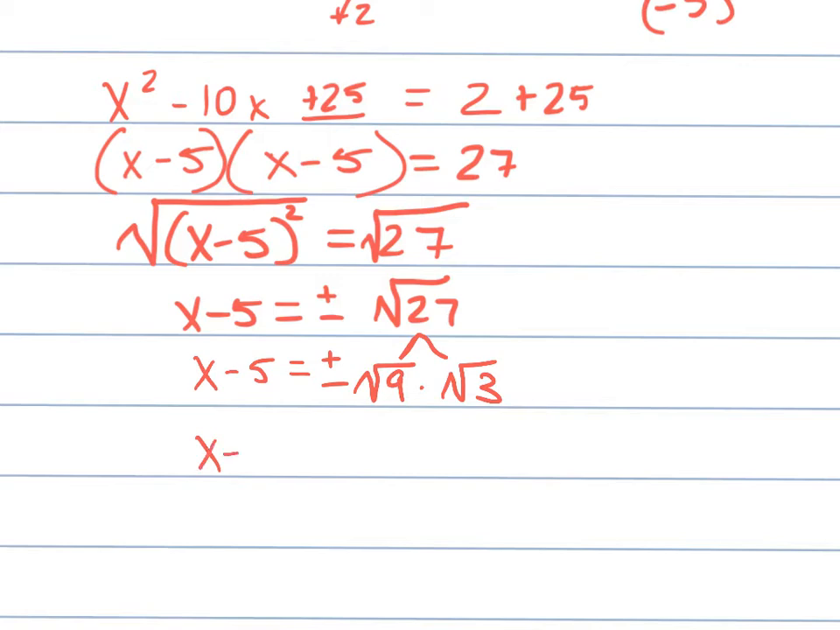Okay, so we get x minus 5 is equal to plus or minus 3 times the square root of 3. Now, what am I going to do? Plus 5. So we get x is equal to 5 plus or minus 3 square root of 3, because I added that 5 to the other side.